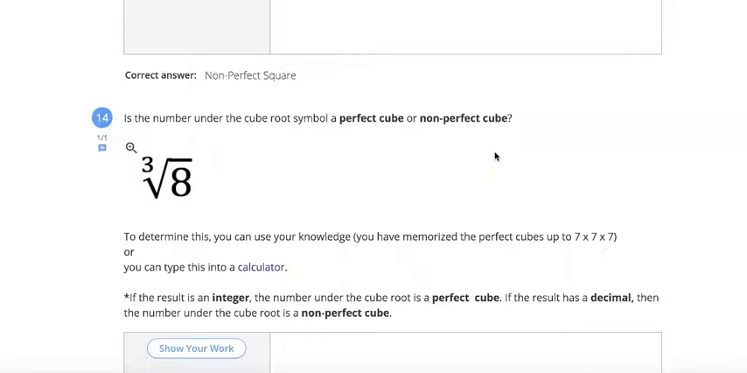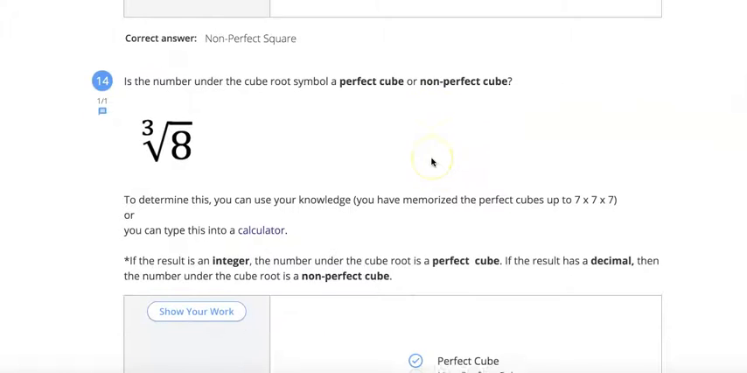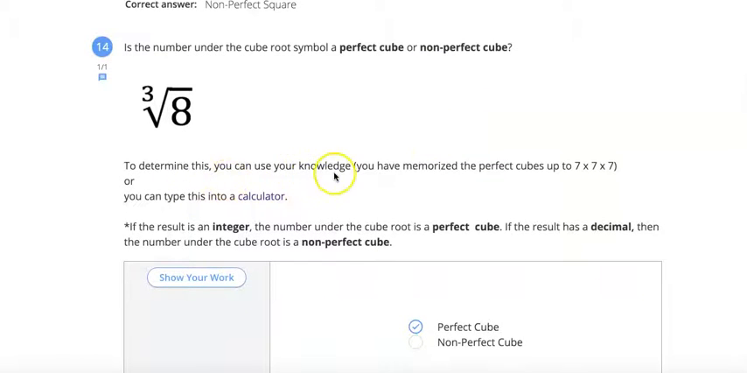Now we're going to talk about perfect cubes and non-perfect cubes. And we're going to do this using these examples. Here's the first example. Is the number under the cube root symbol a perfect cube or non-perfect cube? To determine this, you can use your knowledge.